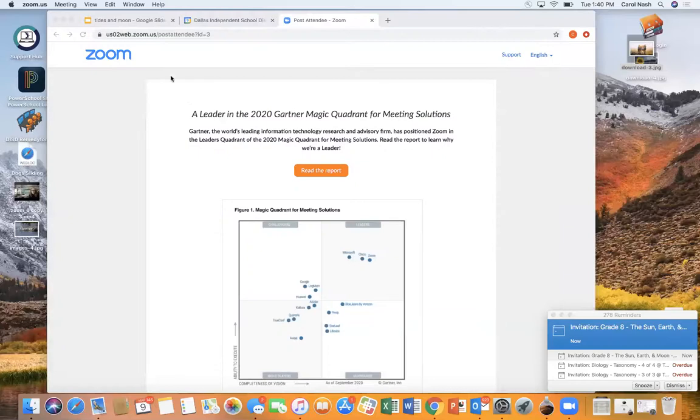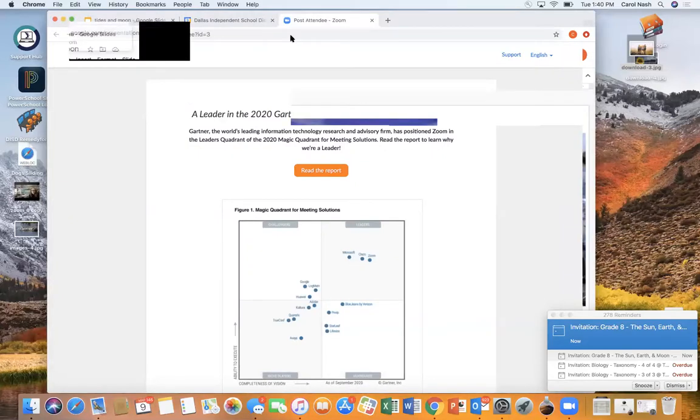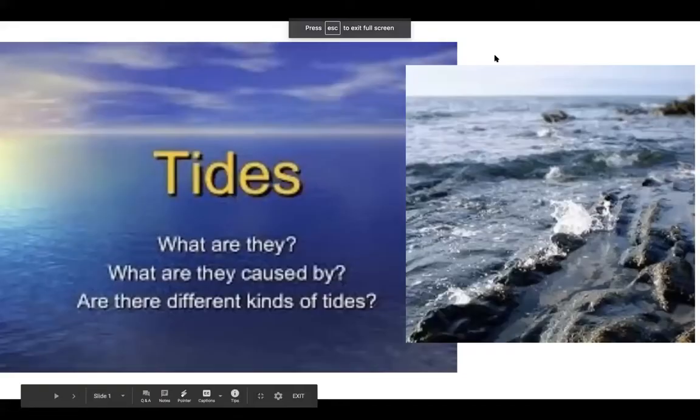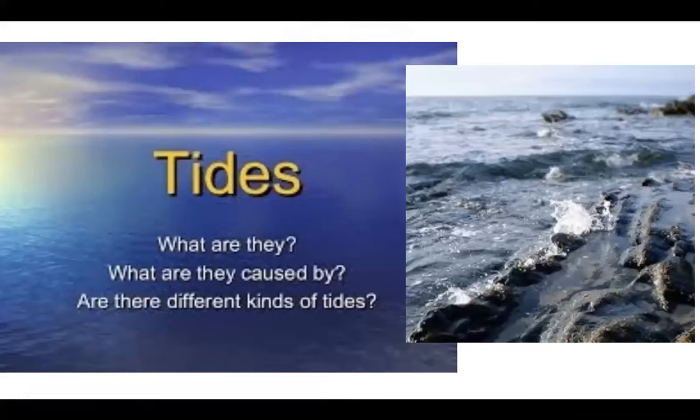What causes that? Let's see. We're far from the ocean, so we don't usually have a lot of direct experience of this, but we can look at some pictures, and next time you go to the coast, you can experience this and maybe you'll understand what's going on. If people there say, oh, tomorrow's the high tide or the low tide, you'll know what they're talking about. And tides, what are they? What are they caused by? And are there different kinds?